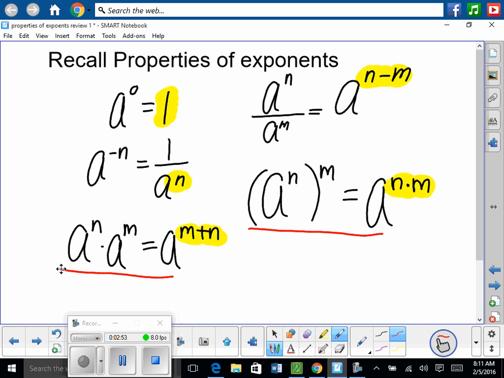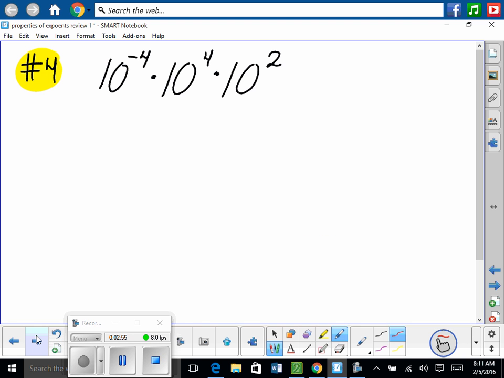Okay, so let's go ahead and practice. All my problems are going to come right off your worksheet here. So, number 4, we have 10 to the negative 4 times 10 to the 4th times 10 to the 2nd. It just says rewrite it with one base. So look, don't we have the same exact base? Yes, base 10, right? So because we have the same base and we're multiplying, we can combine this, simplify it by pulling it together with one base using the correct properties of exponents.